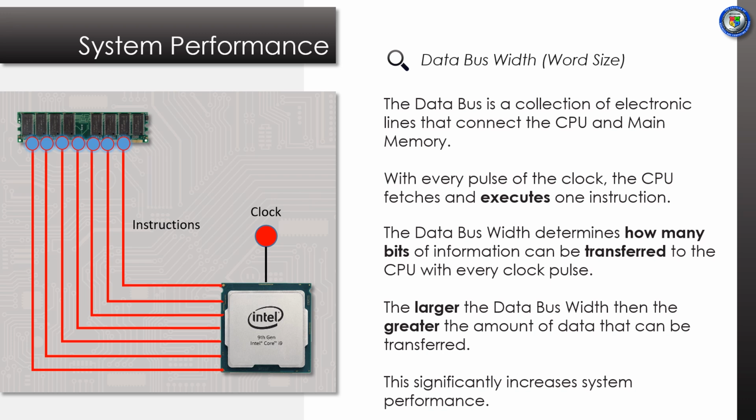Another factor that can impact on system performance is data bus width, sometimes known as word size. The data bus is a collection of electronic lines that connect the CPU and main memory. With every pulse of the clock, the CPU fetches and executes one instruction. The data bus width determines how many bits of information can be transferred to the CPU with every clock pulse. The larger the data bus width, the greater the amount of data that can be transferred. This significantly increases system performance.